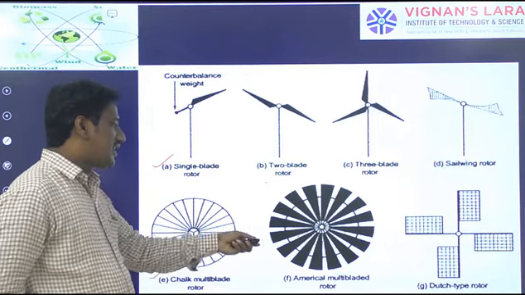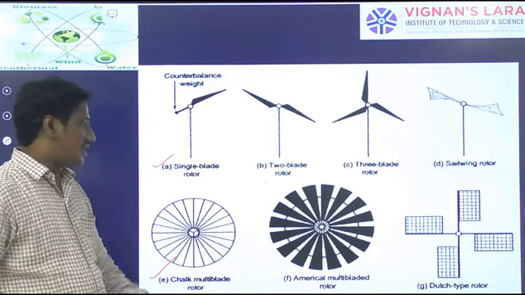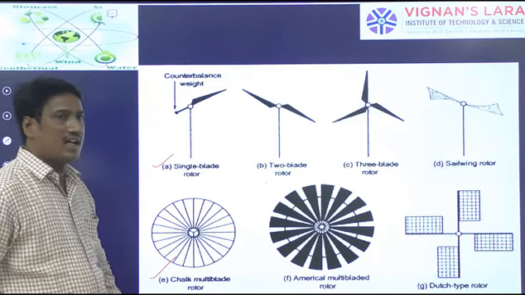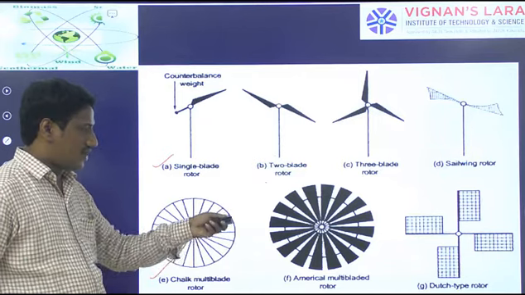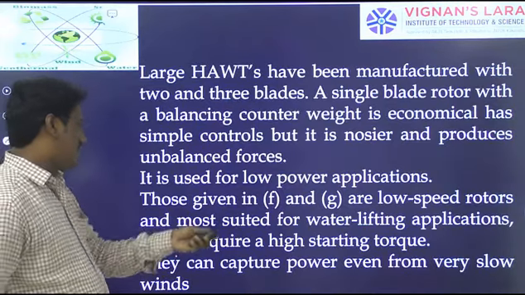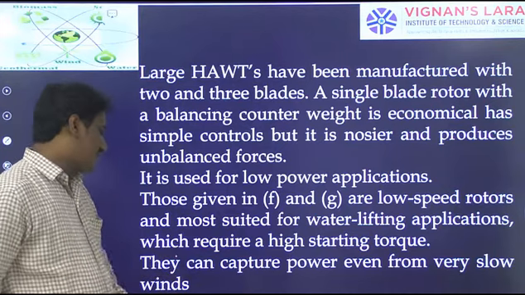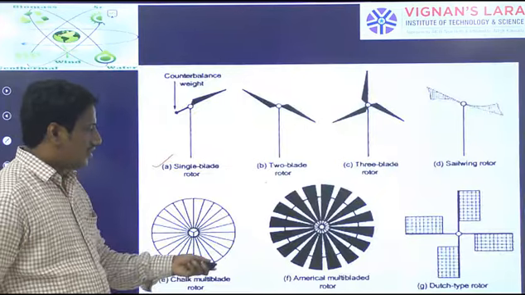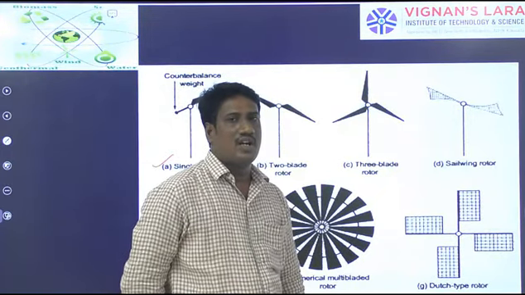Whereas the American multi-bladed rotor and the Dutch type rotor can be used for slow operation. They run slowly and are used for water lifting applications, which require high torque. These two can capture power even from very slow winds.